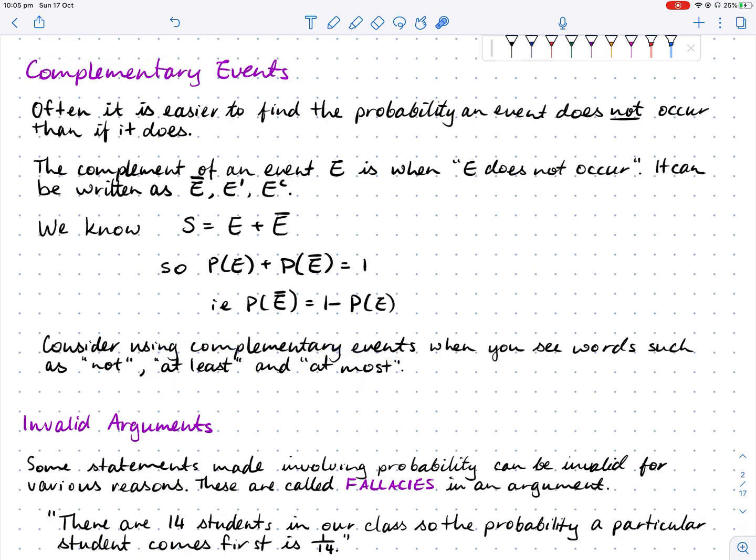At least is also another word, and at most. So if I want at least one item, then the opposite of that is getting no items. And it's a lot easier to work that out often than trying to work out all the different possible values for having at least, like having the minimum of one item.